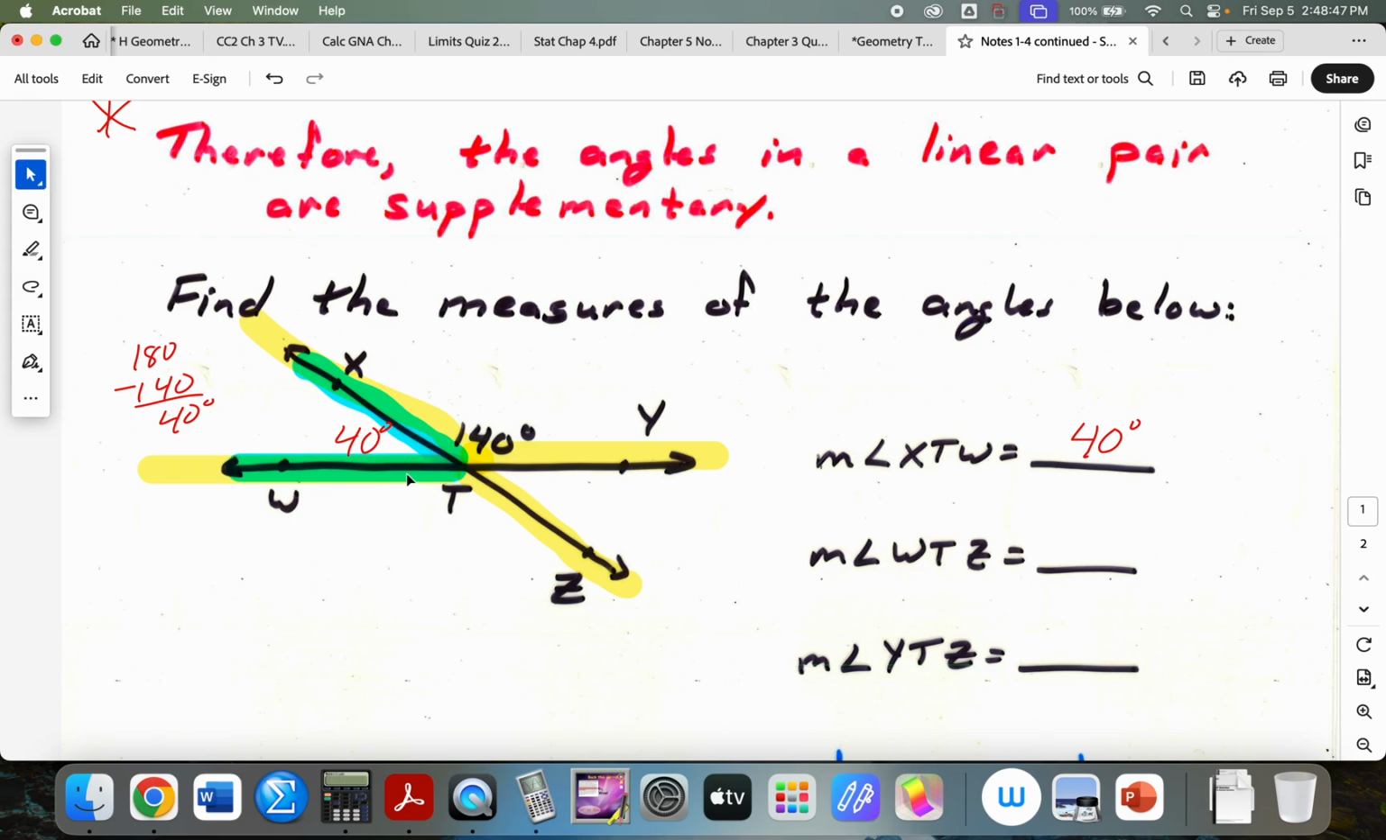So now you see how this 40 and the angle down here share this side. And their other two sides make a line. So this angle and WTZ are a linear pair. So to find this angle, I'll do 180 minus 40, which is 140. That angle is 140 degrees.